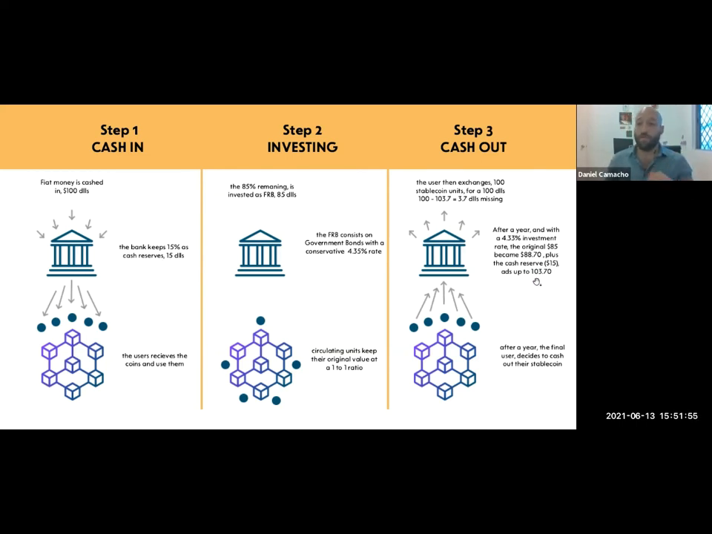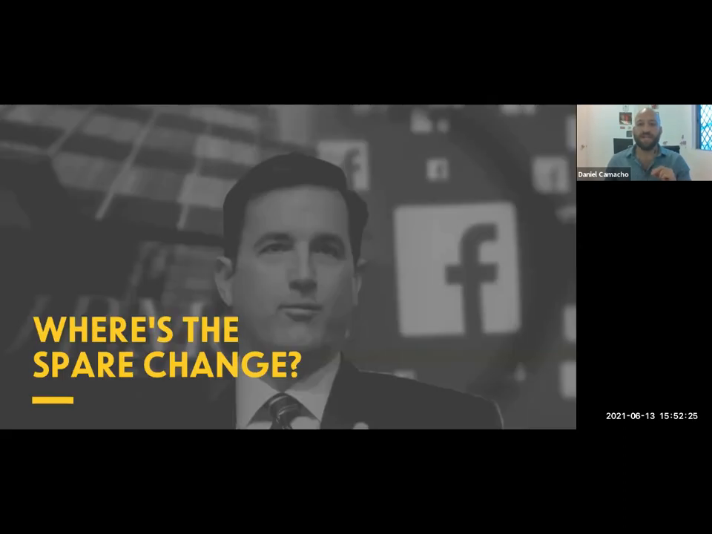$103.7. So when the user exchanges 100 stablecoin units for $100, we have a discrepancy because the real amount the financial institution is holding from us is $103.7, and they are giving us only $100. We have $3.7 missing, and this is why this conference is called "Where's the Spare Change?" Who's keeping this money? Because it's an inflationary problem from both projects that work exactly the same.